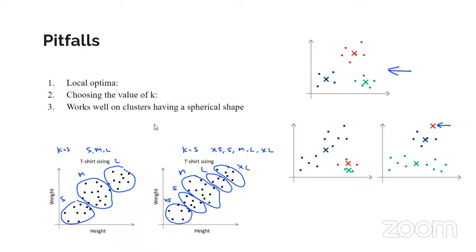Okay. Second one I would say is choosing the value of k. K here represents how many initial points or how many classes I want. Here I could have gone with two, I could have gone with five, I could have gone with six. So how do we choose the best value? Any idea? How do I choose the value of k?